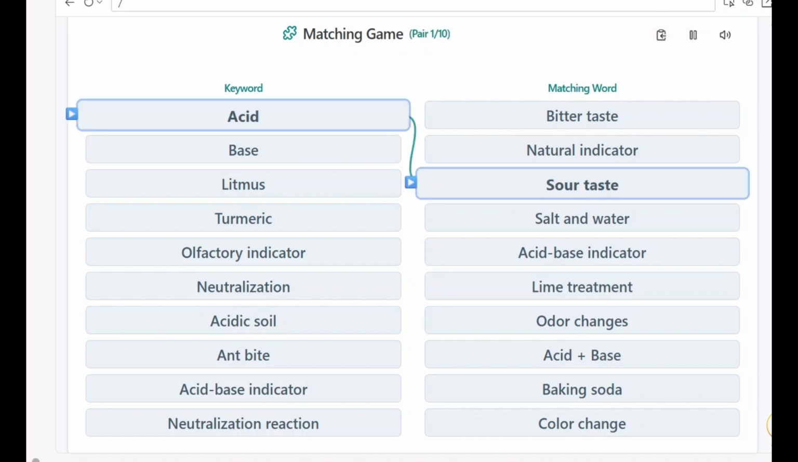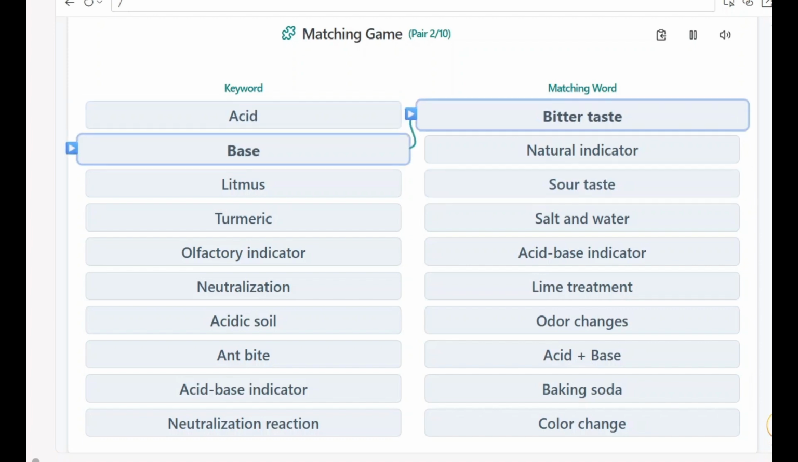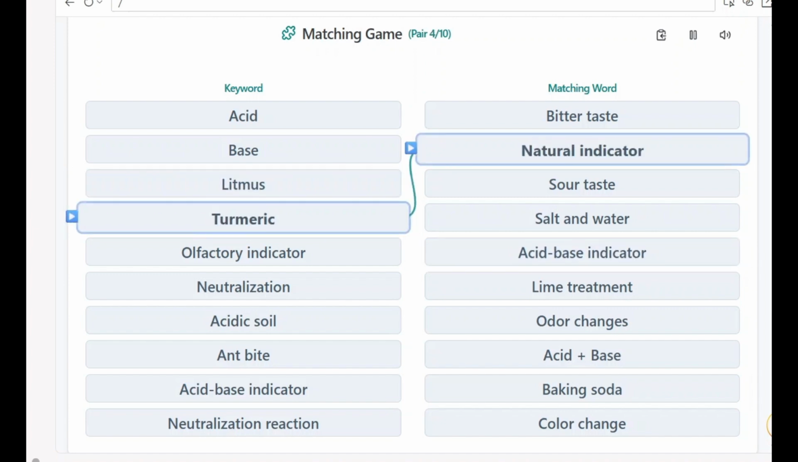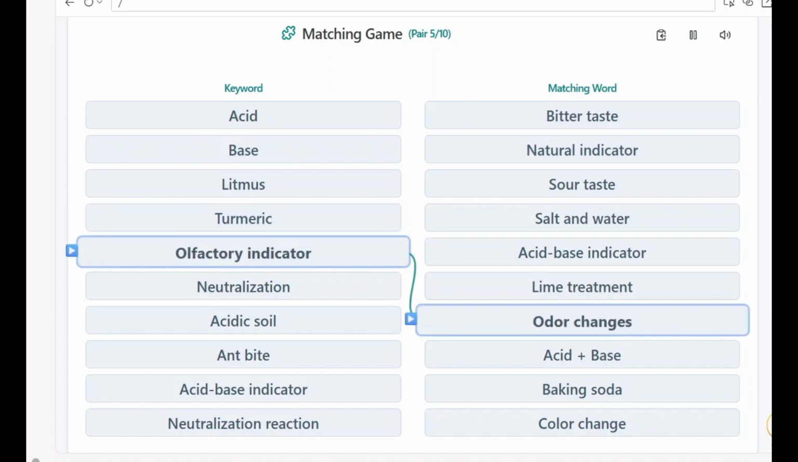Acid, bitter, sour taste. Base, bitter taste. Litmus, acid-base indicator. Turmeric, natural indicator. Olfactory indicator. Odor changes.